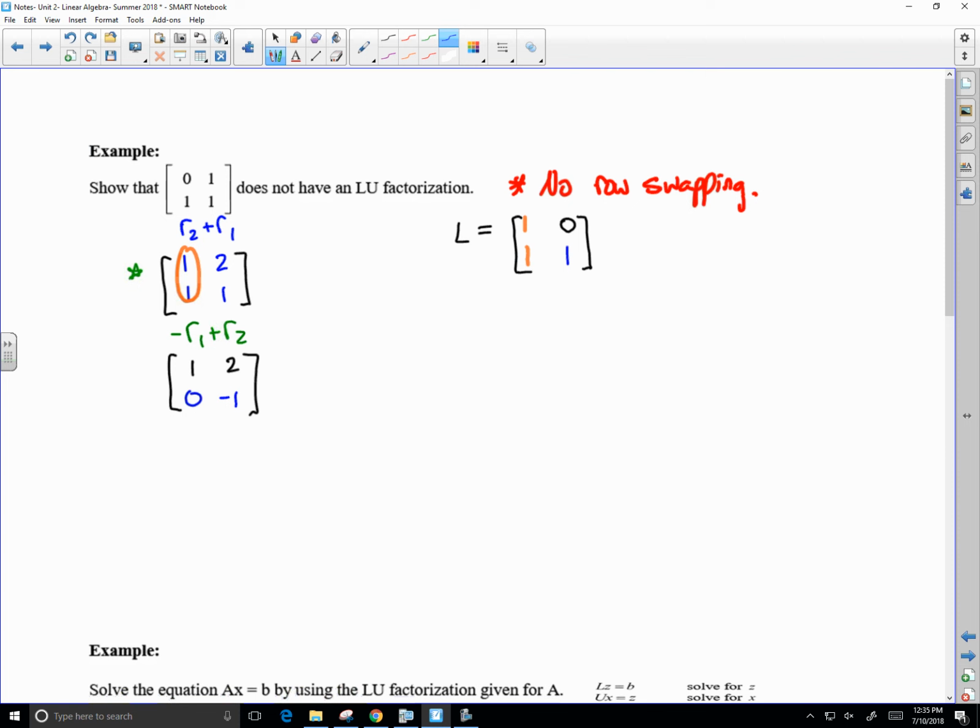Let me just check. And what we think is a U as a possible factorization. Now, it's supposed to be in echelon form. It doesn't have to be in reduced row echelon form. So zeros below the main diagonal, that's pretty much it. Okay, so let's see if this pans out.